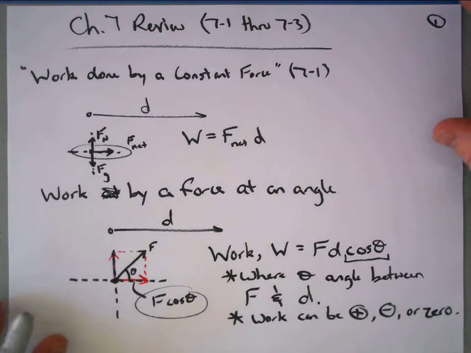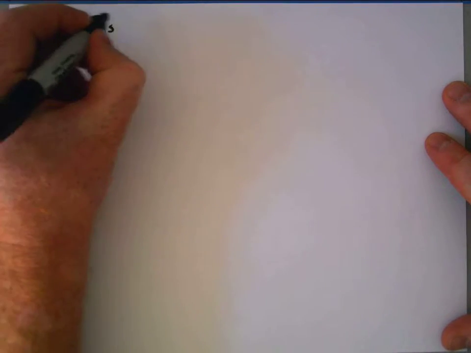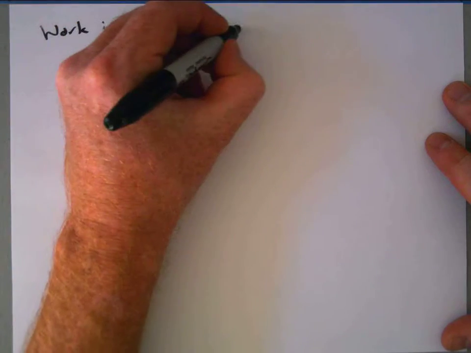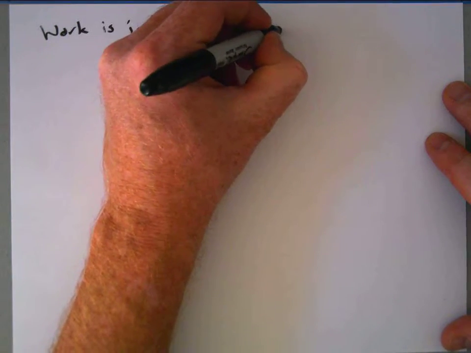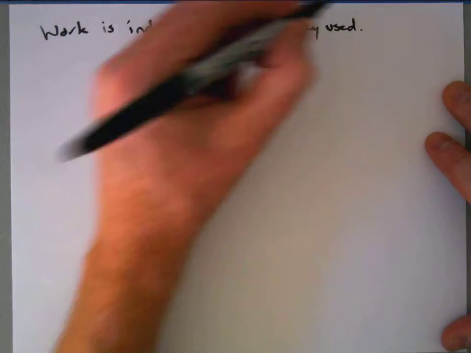We'll look at that in just a minute. So the next idea to take care of here is going to be the idea that work done is independent of the pathway that is used. So here's what this means.